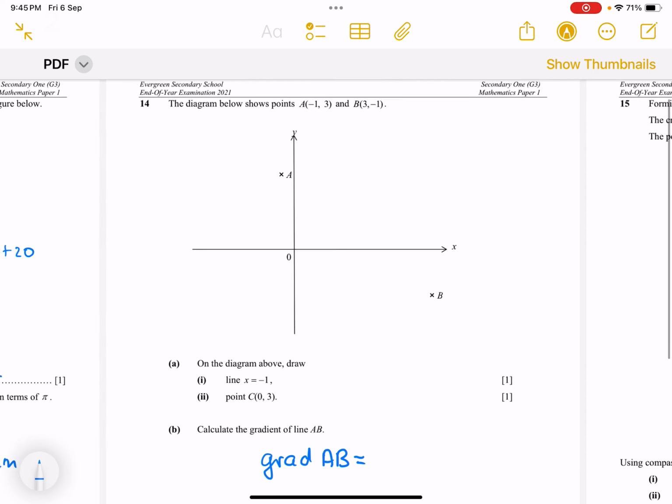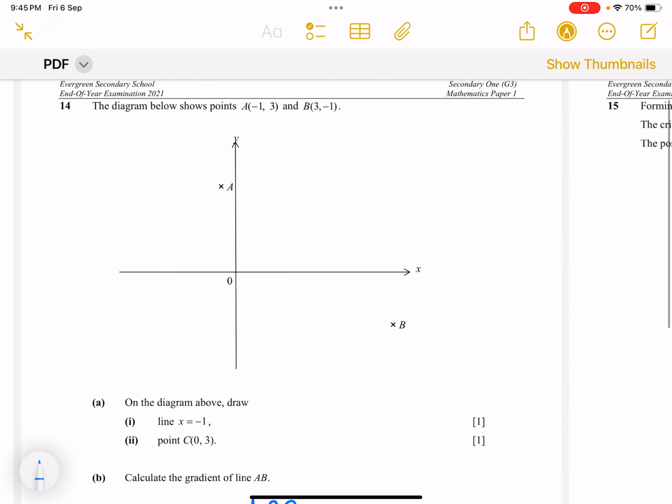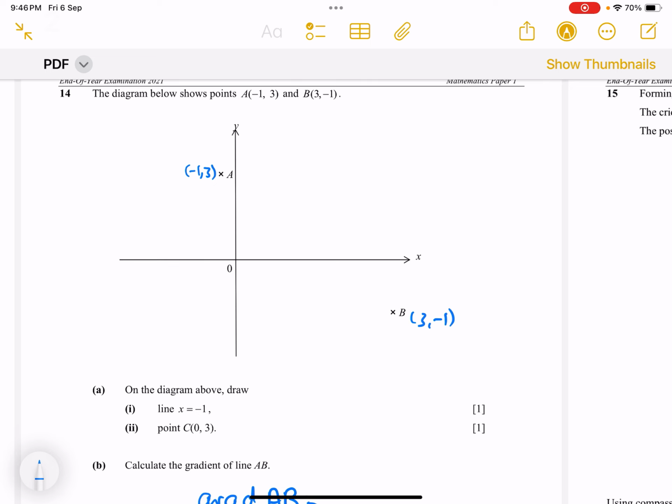Okay, now we have a graph here, and the points here are -1, 3, and this point is 3, -1. First, they want us to draw the line x equals -1. So this is the line x equals -1, right? And the point 0, 3 is here, C.